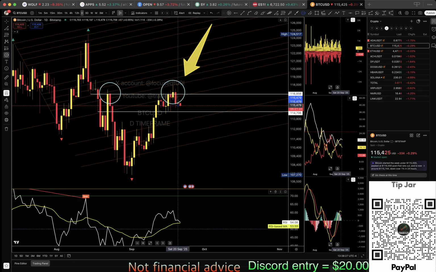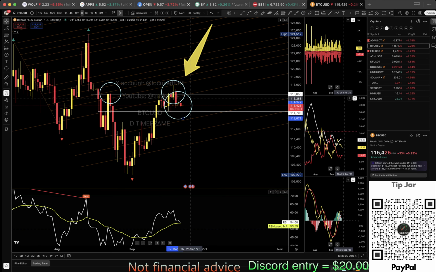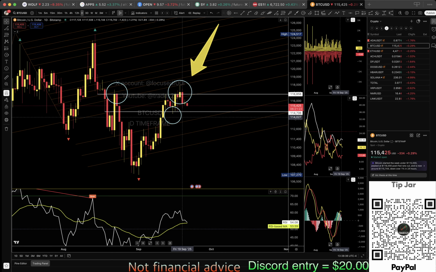Junior support is all the way down at 114,706, guys. So we start breaking down 115,425 where she's at. We're coming down to 114,706.